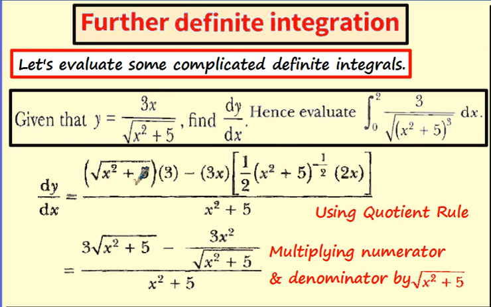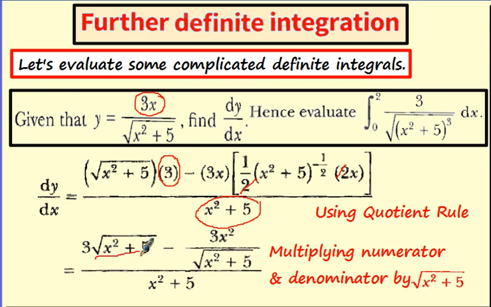If it is u upon v, then we say v differentiate u minus u differentiate v upon v square. So when we do v square, the square root gets removed. This 3x becomes 3 when we differentiate, and the square root gives you 1 upon 2. So now this 3 we take here, and this 2 gets cancelled, so we get 3x square, because x and 3x into x is 3x square upon this.